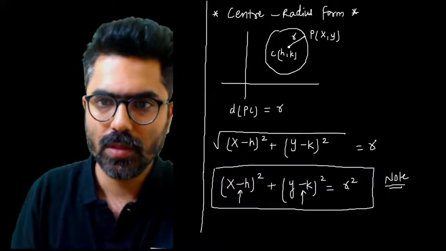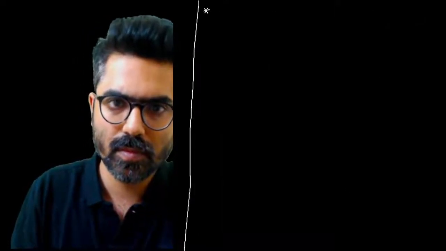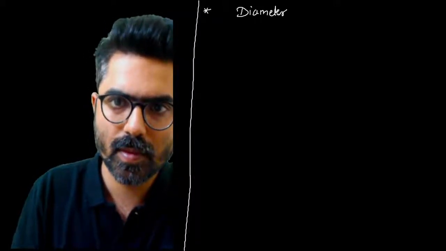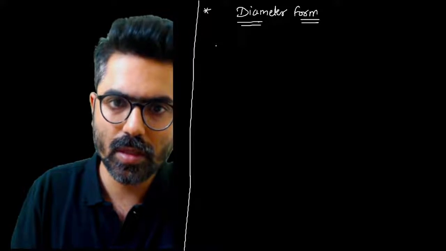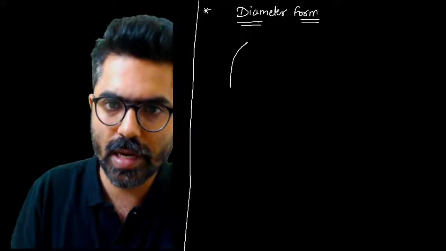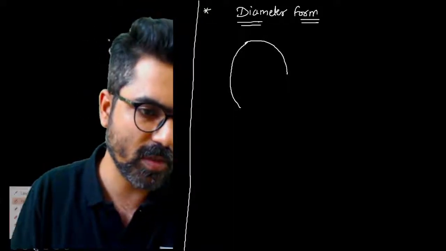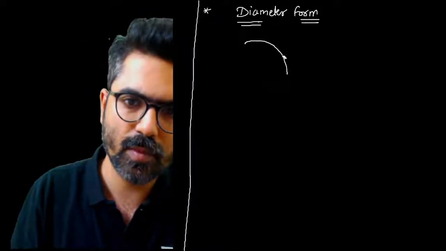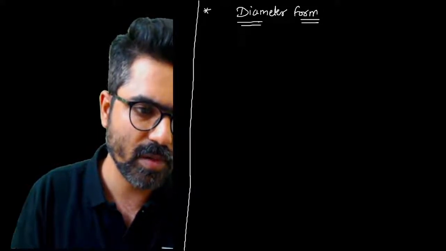Okay, so this was the second form, center radius form. Third is called the diameter form of a circle. Now in this, as the name suggests, the end points of diameter will be given to us to find the equation of circle. So I'll just write the diameter form.